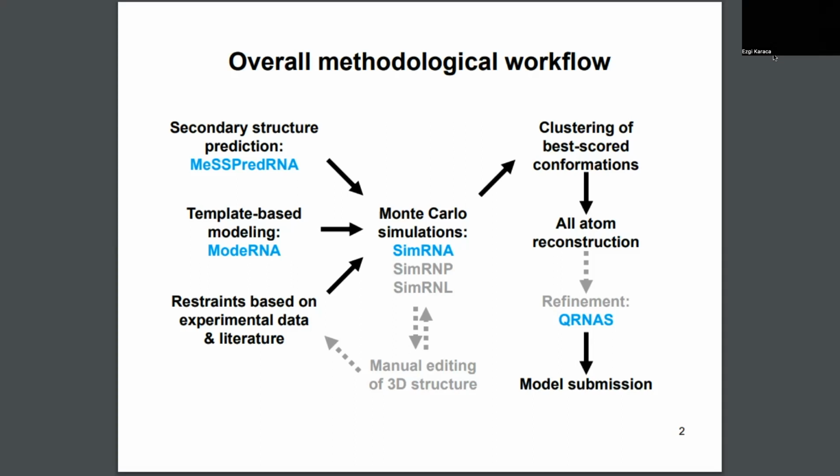Anyway, from SimRNA, we generate a trajectory of different conformations restrained by additional information. What is important is that SimRNA does not really require secondary structure restraints, so it can fold the RNA sequence and find the secondary structure by itself, either for the whole molecule or for parts of it where the secondary structure is uncertain. But obviously, secondary structure helps. Then we cluster the best scored conformations and we do all-atom reconstruction. Normally, we run all-atom refinement and then select the models based on scoring.